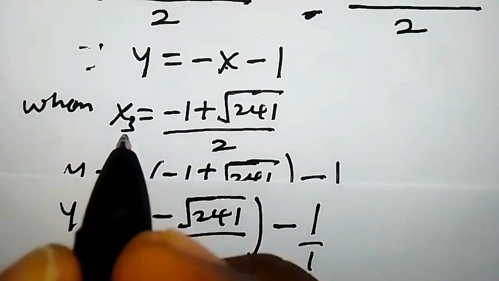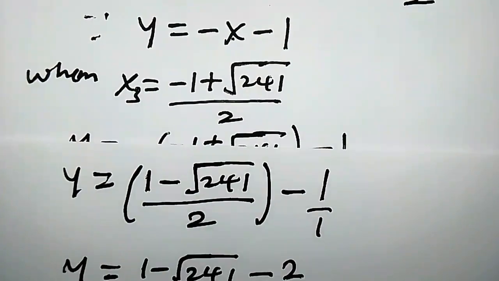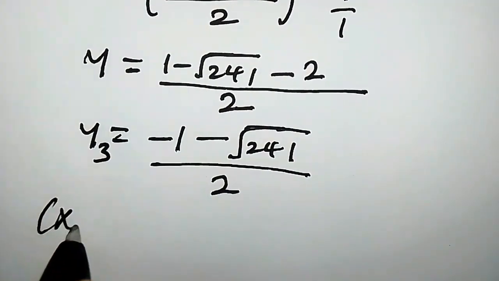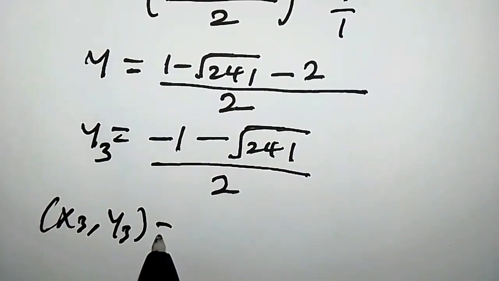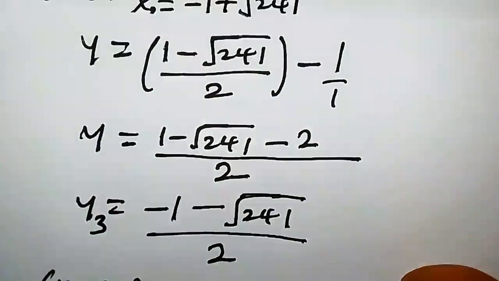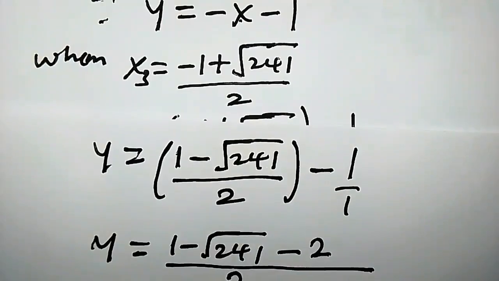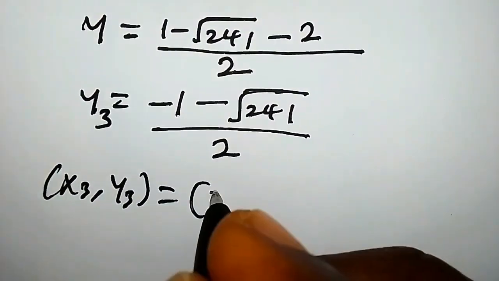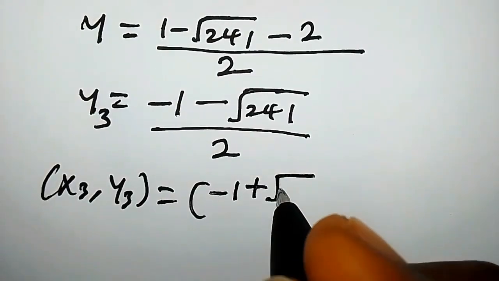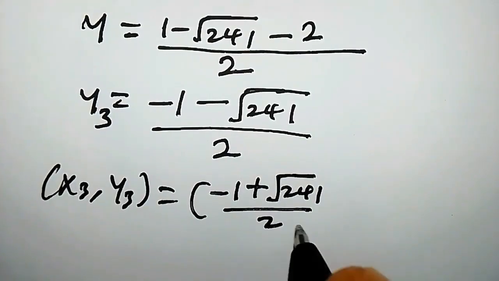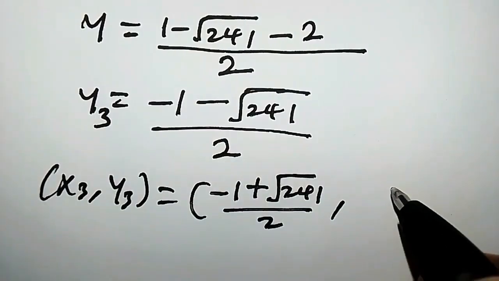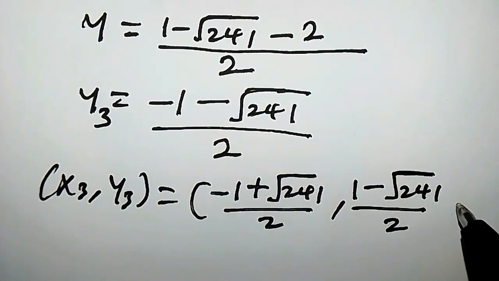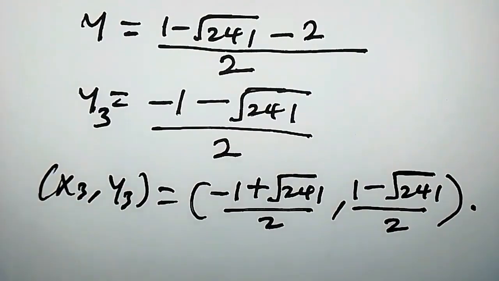Let us call this y3 and this guy x3. This means that the third solution is x3 comma y3 equal to, what is x3? x3 is minus 1 plus root 241 divided by 2, comma, y3 is minus 1 minus root 241 divided by 2. This happens to be the third solution.